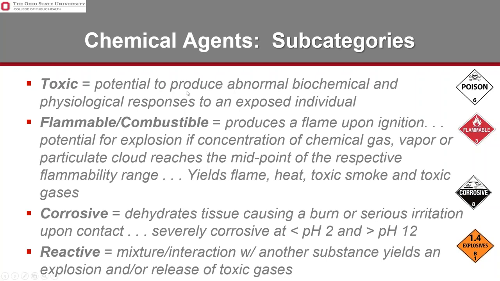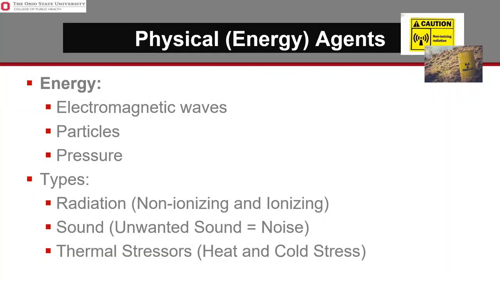So the reality is all chemicals have some level of toxicity, but not all toxic chemicals are flammable. Not all toxic chemicals are corrosive. Not all toxic chemicals are explosive. But overall, all chemicals have the characteristic of being toxic at some level, some more potent than others.